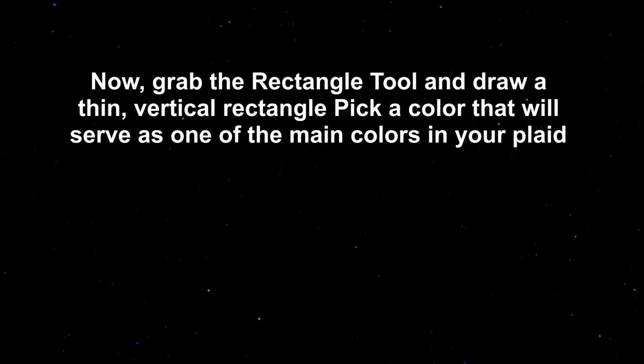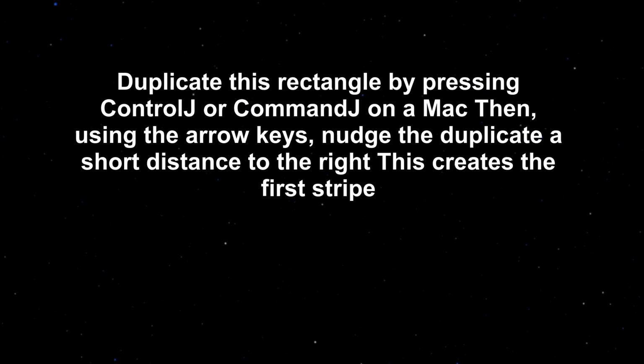Now, grab the rectangle tool and draw a thin, vertical rectangle. Pick a color that will serve as one of the main colors in your plaid. Duplicate this rectangle by pressing Ctrl-J or Command-J on a Mac. Then, using the arrow keys, nudge the duplicate a short distance to the right. This creates the first stripe.